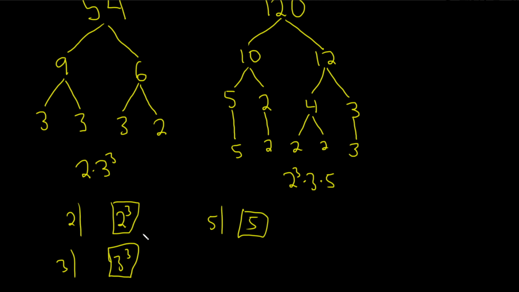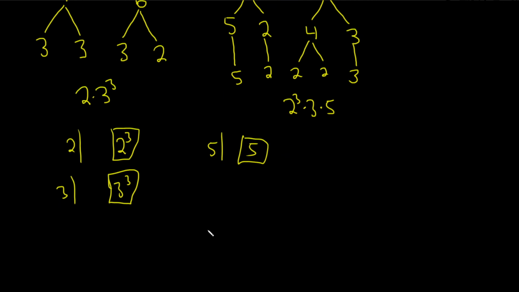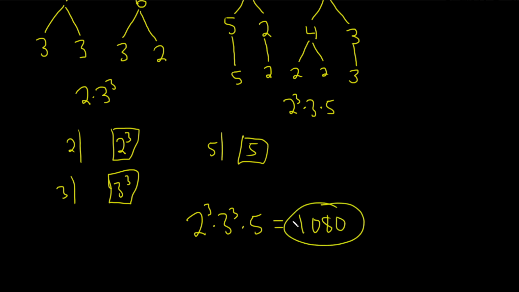So you take the greatest power of each prime factor, and then you just multiply them. The final answer would be 2 cubed times 3 cubed times 5. I don't know what this is, so I'm going to put it in my calculator. You could probably do it by hand, but let's just be a little bit lazy. I got 1080. That would be the least common multiple of those two numbers.